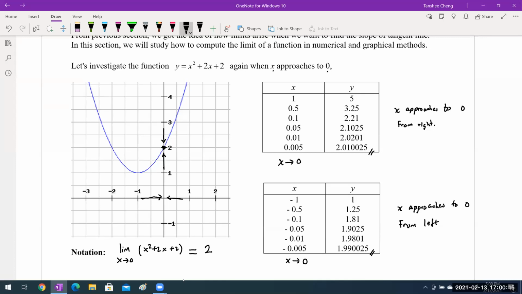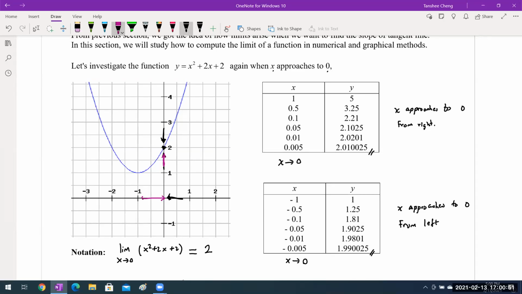And then we're going to look at how to get the value of the limit by looking at the graphical approach. So I also illustrate with the graphical approach what is happening. As X approaches 0 from the right-hand side, the Y value is approaching 2, right? In these directions. And as X approaches 0 from the left-hand side, the Y value approaches 2 also.